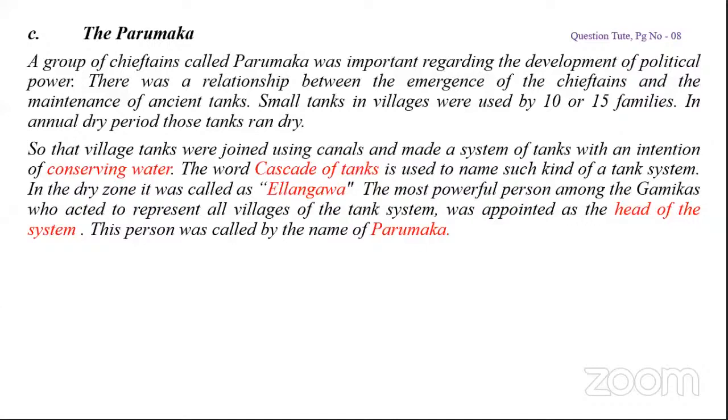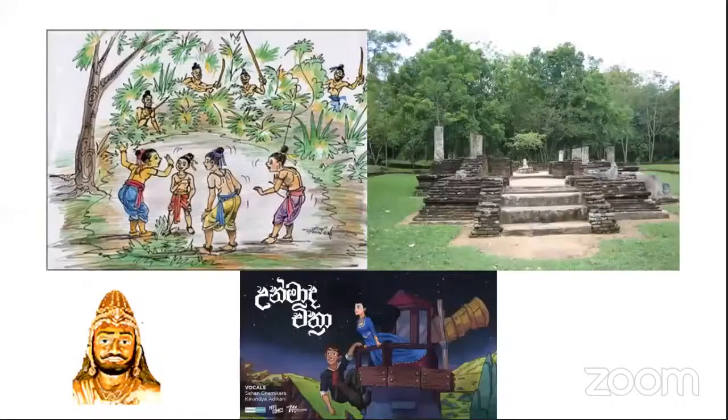In the dry zone, it was called a Ellangava. The most powerful person among the Gamikas who acted to represent all villages of the tank system was appointed as the head of the system. This person was called by the name of Paramaka. So see how Paramakas had emerged and who they were. All these things had been included here. So that's the answer you can give under Paramakas, right?